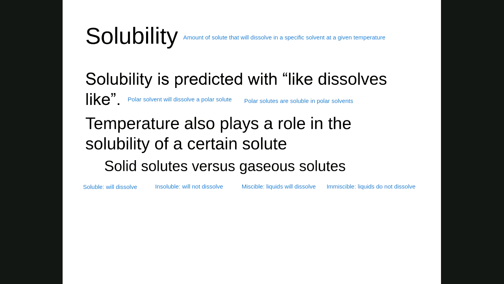So again, soluble and insoluble are often used with solids. Miscibility is usually used with liquids. So for instance, putting salt into water, we would say that is either soluble or insoluble. Pouring oil into water, we would say is either miscible or immiscible. But these all mean the same thing, like dissolves like. It's just that soluble versus miscible tells us if the solute is a solid or a liquid.